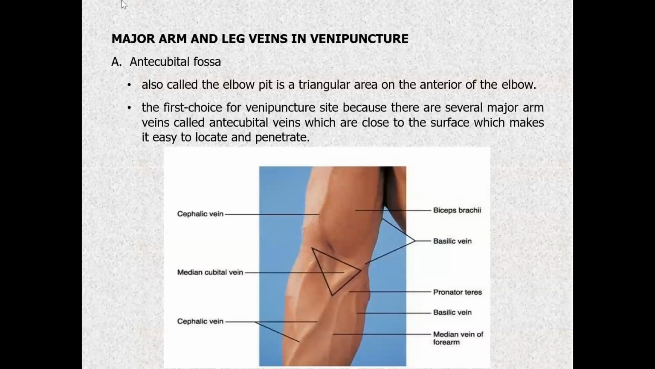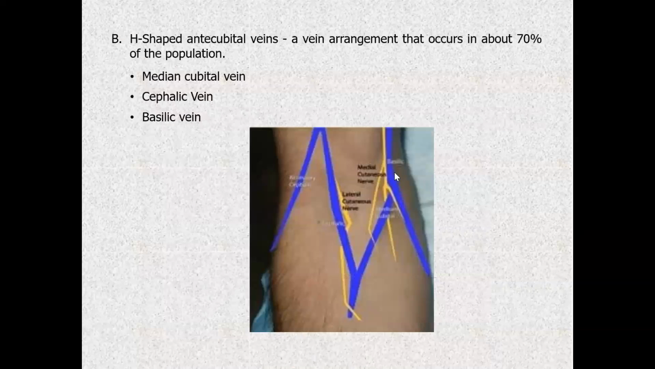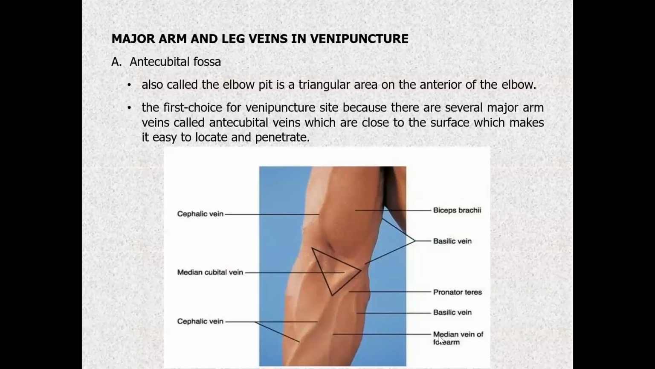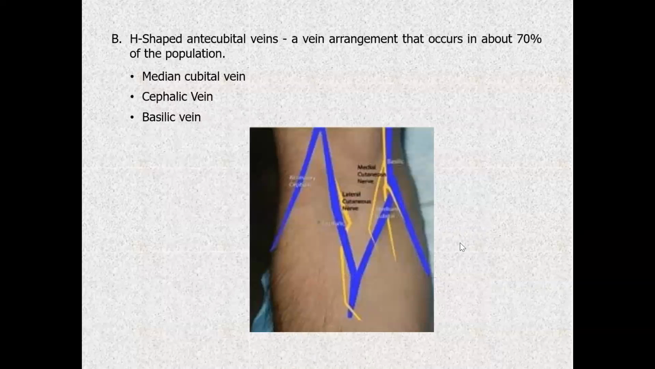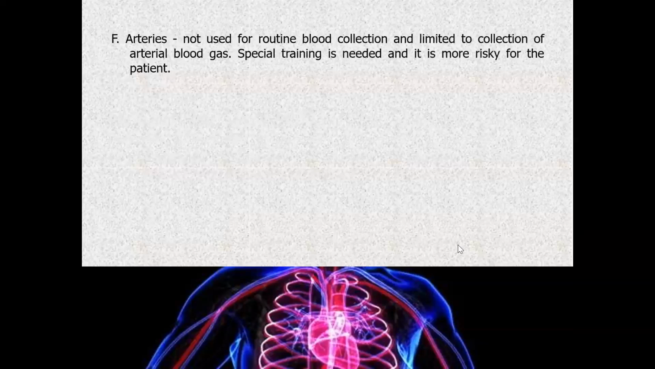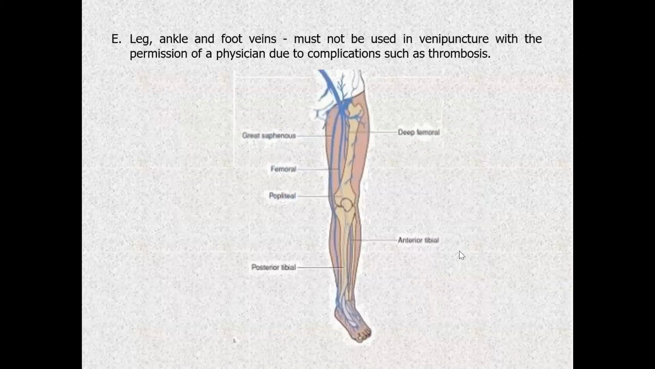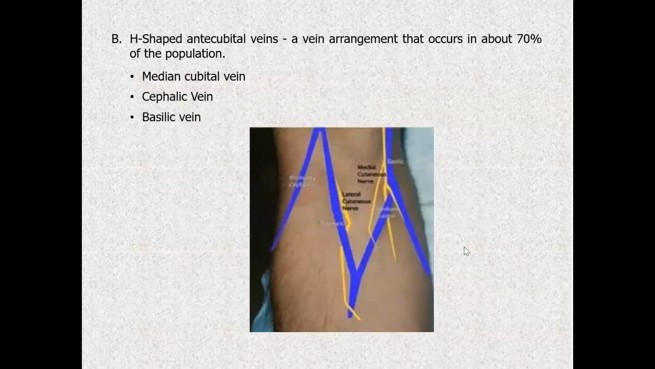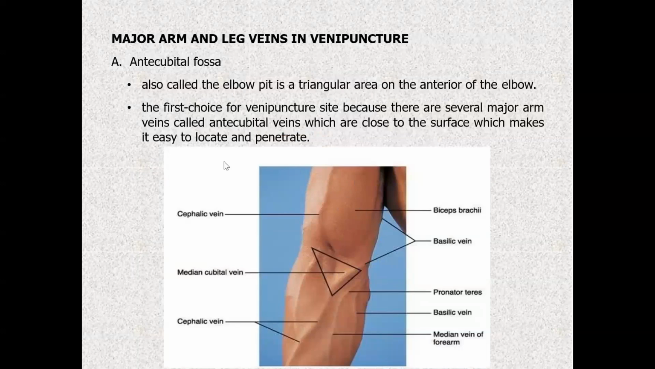Okay, now class, let's proceed to the major arm and leg veins in venipuncture. Class, don't get me wrong ha. Pag nag-venipuncture tayo, ang priority area pa rin natin is yung antecubital fossa. So magsusort lang tayo sa ibang veins pag wala na tayong choice given the circumstances of the patient situation. Okay, so class, of course, antecubital fossa is our priority area. Pag wala talaga dyan, dun lang tayo hahanap ng ibang area.